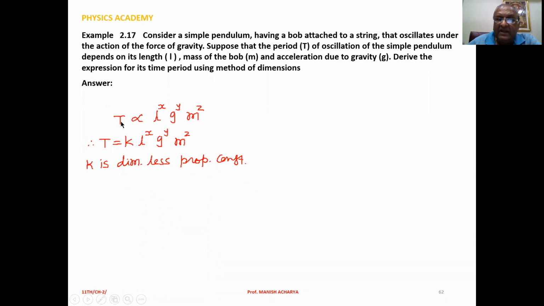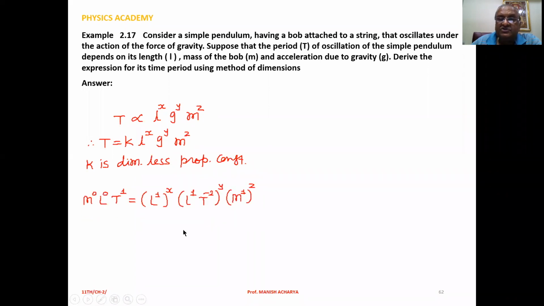Suppose period capital T is proportional to length raised to x, gravitational acceleration g raised to y, and mass raised to z. So we can rewrite this equation as T equal to K, the proportionality constant, which is dimensionless, into L raised to x, g raised to y, m raised to z. K is a dimensionless proportionality constant.